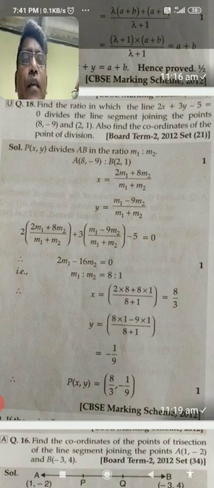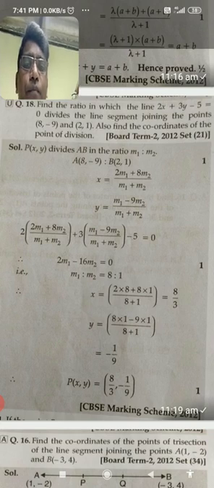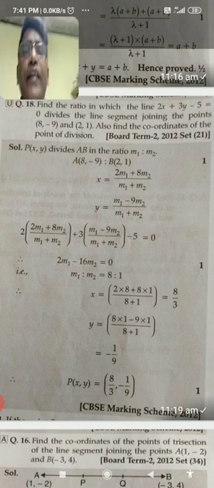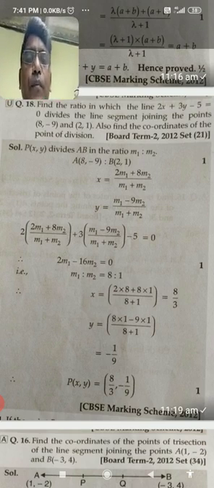That is, for the x coordinate, by substituting m1 equal to 8, m2 equal to 1, you get x equal to 8 by 3 and y equal to minus 1 upon 9. So your intersection point, what you are finding by the section formula, that point P(x, y) equal to (8 upon 3, minus 1 upon 9).